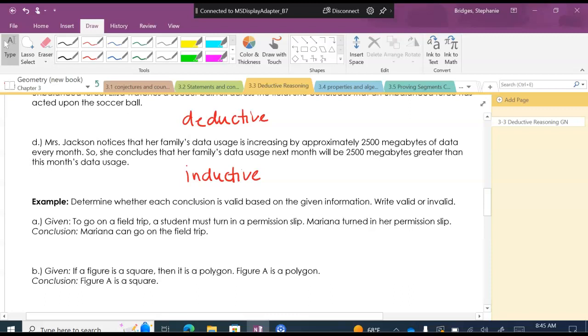Well, we could also turn that around, right? If we go on the field trip, then we turn in a permission slip. So what would you think? If it says she can go on the field trip, what would you think we could say? She turned in her permission slip, right? So it is valid. And this is my conclusion: it is a valid conclusion, therefore she turned in her permission slip.